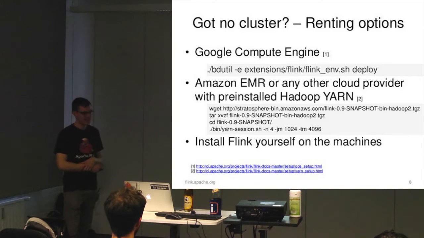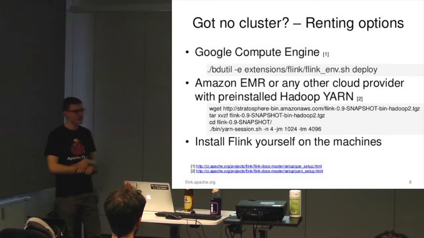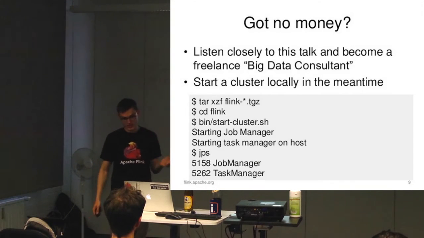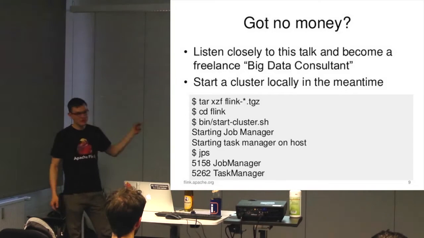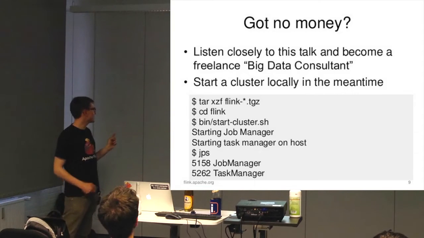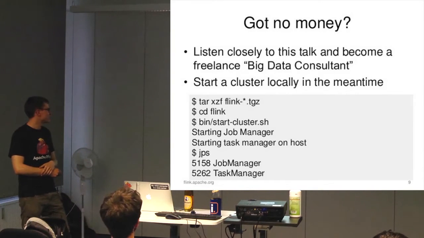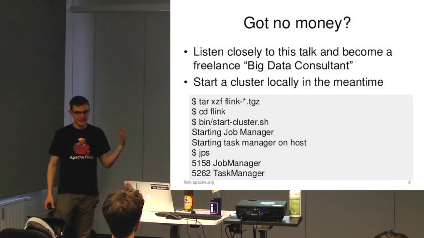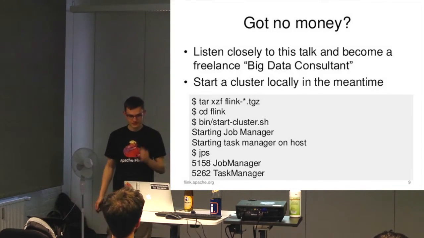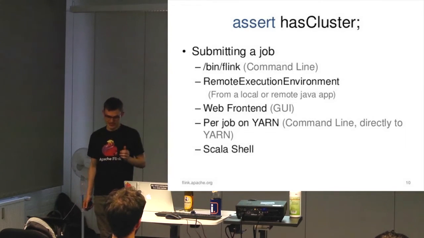And of course, there's the hard way of installing Flink yourself on all machines. So you can also start 10 machines in the cloud and install everything there. But maybe you got no money. And then you can listen to my talk and become a rich big data consultant. And in the meantime, you start a cluster locally. So you just download the file, unzip it, and then use this start cluster command, which will locally start one master node and one worker node on one machine. So now we can assume you have a cluster.